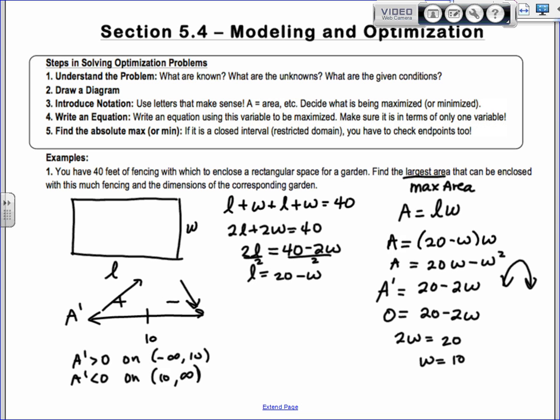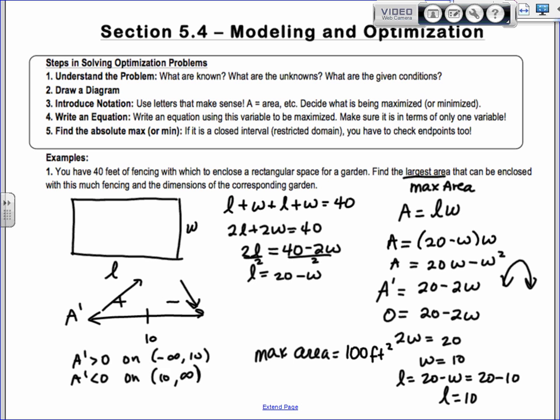Okay? Now the question said find the largest area. We have found the value for W, but we haven't actually found the maximum area. So we have W equals 10. So that means L is 20 minus W. So 20 minus 10. So L is also 10. So your max area is 10 times 10. So it's going to be 100 square feet.